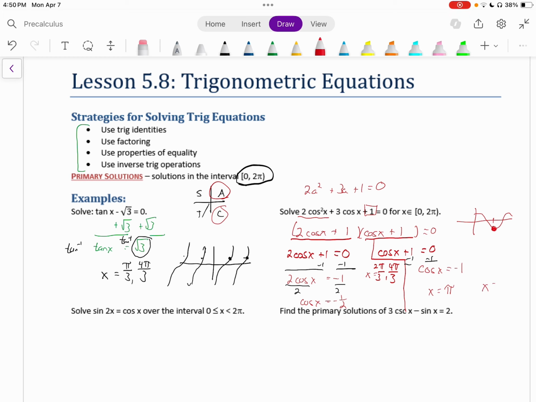So let's put just our final answer over here. I'm just going to put them in order. So 2 pi over 3, then pi, then 4 pi over 3. And in this case, we have 3 solutions for that equation.